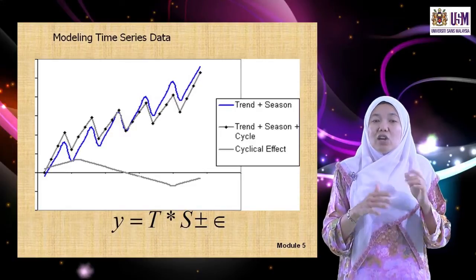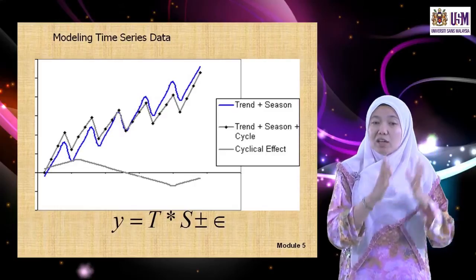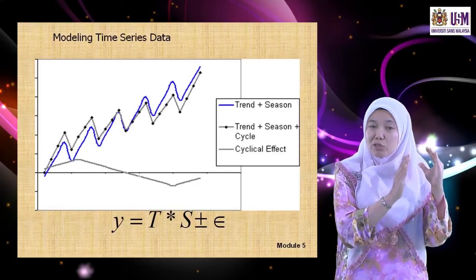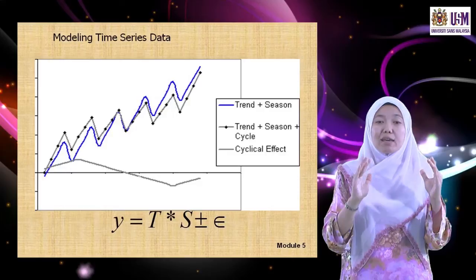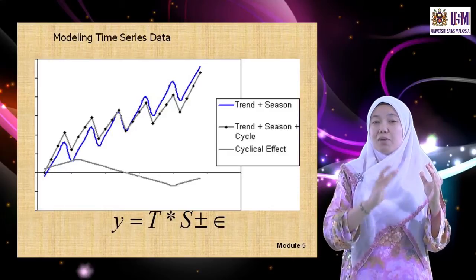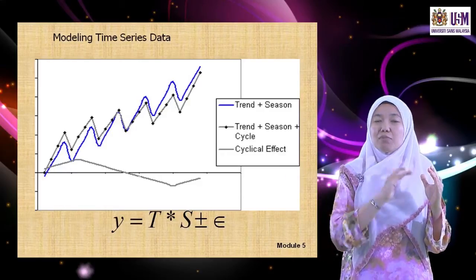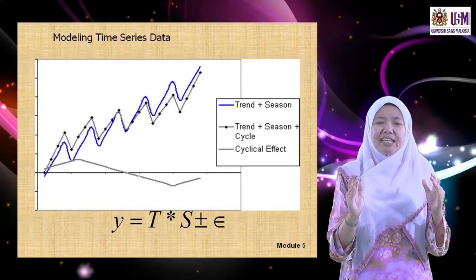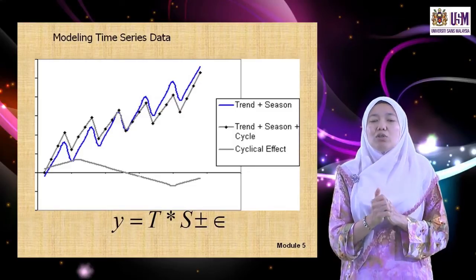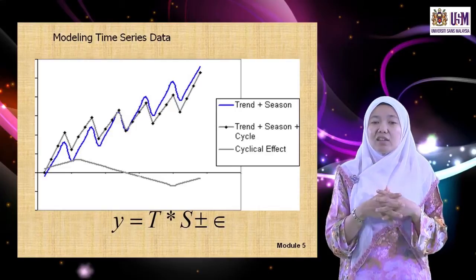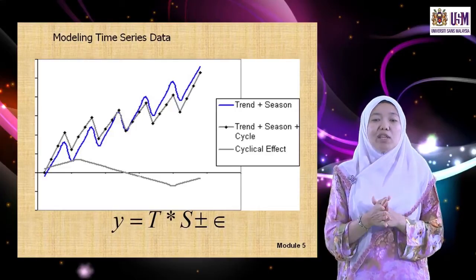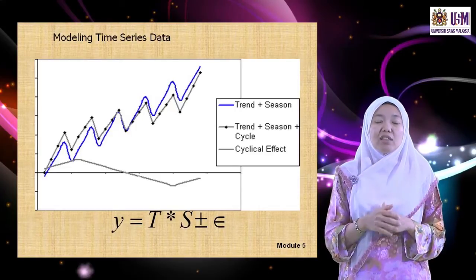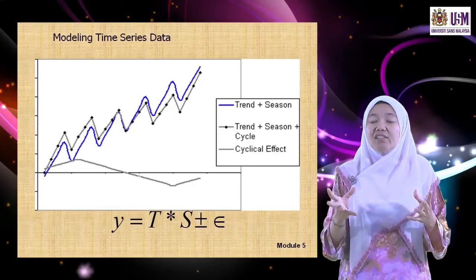So basically, your time series, whatever you're talking about, is your dependent variable, your Y. Remember, Y can be whatever you're talking about. It can be price, unemployment, demand, GDP, money, or output. So Y is made up of the trend component multiplied with the seasonal component, and plus or minus the error component.